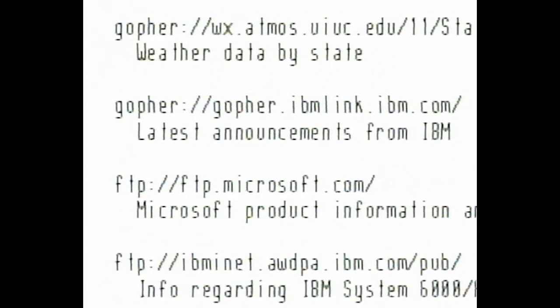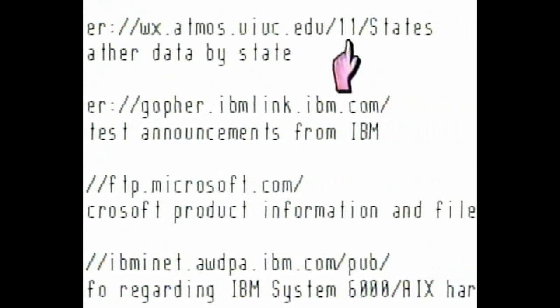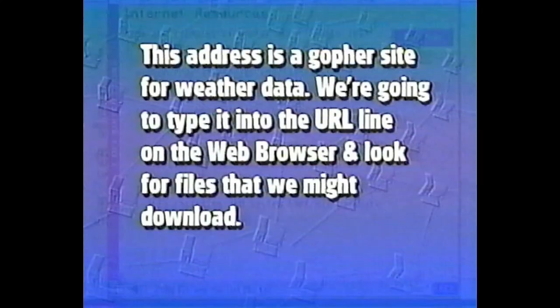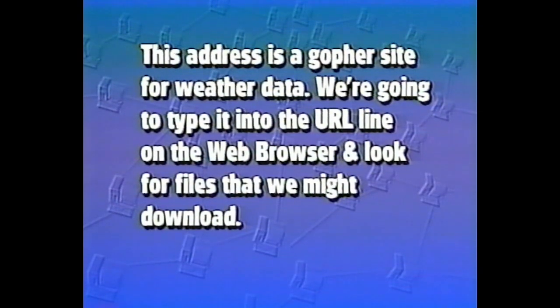UIUC stands for University of Illinois at Urbana-Champaign. This school is very active in developing new tools for the internet and is also a wonderful storehouse of data and software programs. A good site to find files for downloading. After the single slash, 11 is the name of a directory, and states is the name of a second directory. This address is a Gopher site for weather data.